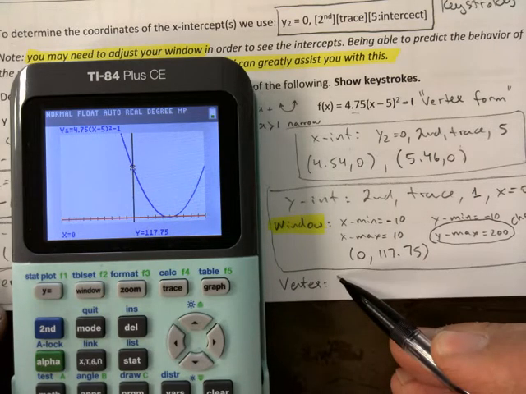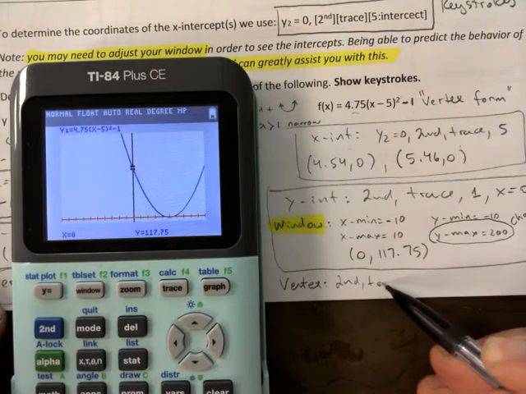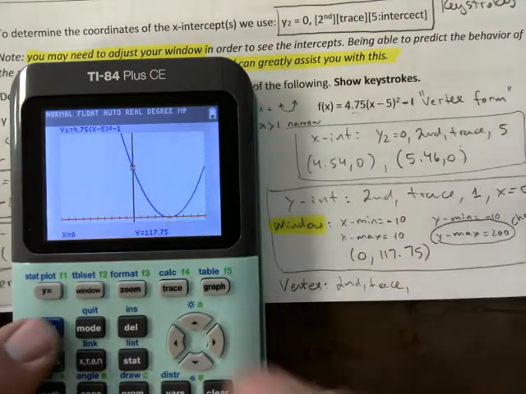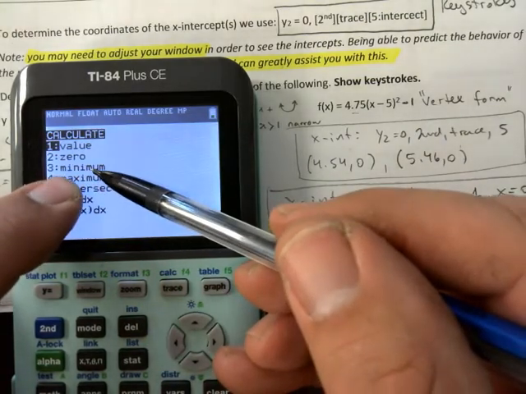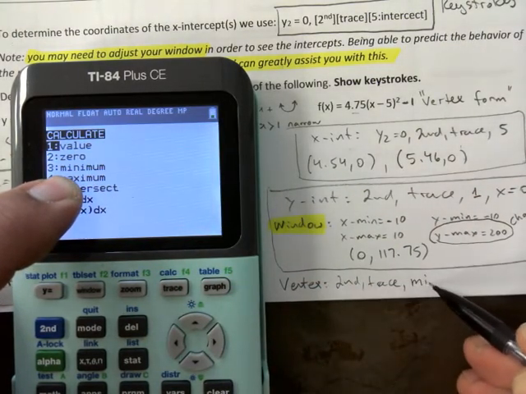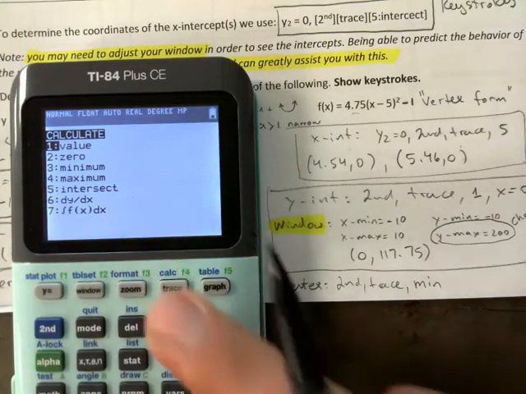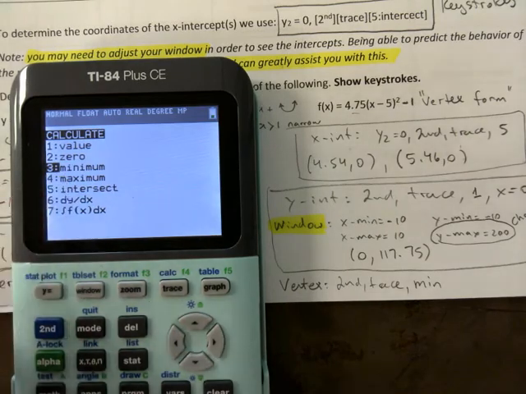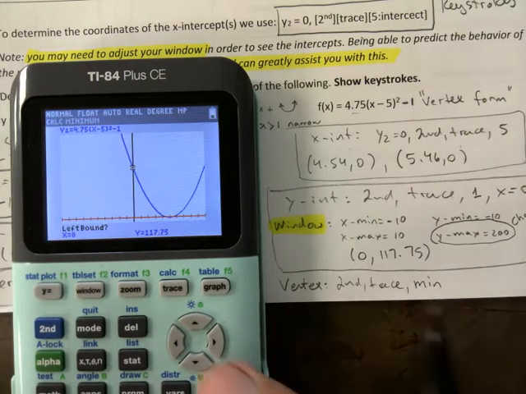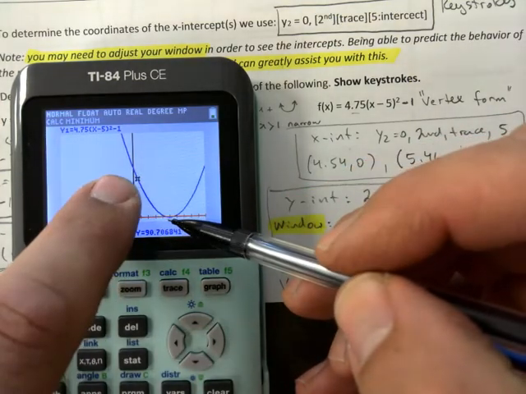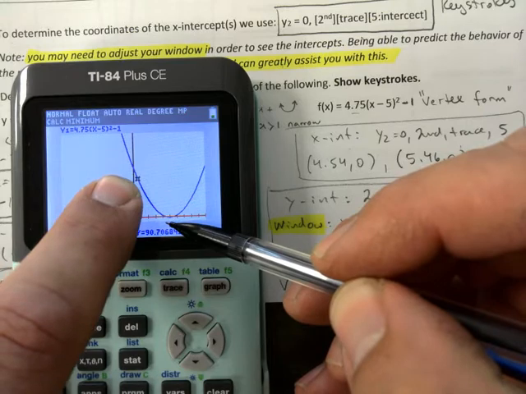And the last thing is our vertex. And that is, what was that again? Second trace. And in this case, what is it? Second trace, it's my min, right? It's the lowest, so I have to go min. If you type max, it's going to try to find it, but it's going to be wrong. Or you're going to get an error or something like that. So let's go ahead and do that. Second trace, I'm going to go third option. And left boundary, right? So are you on the left of the vertex right now? Yeah. So you can press enter right there.